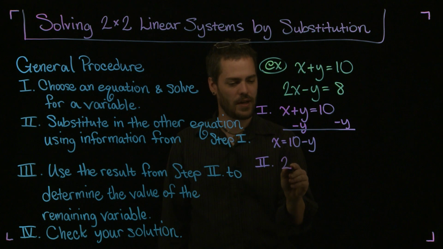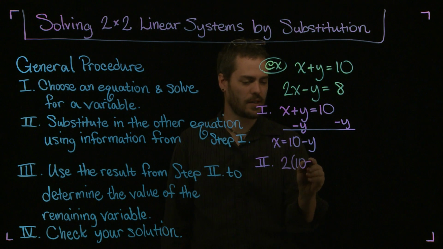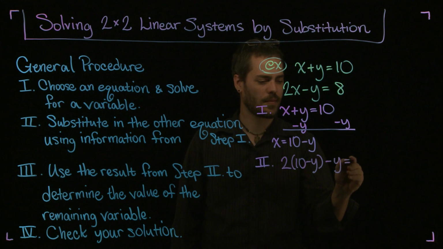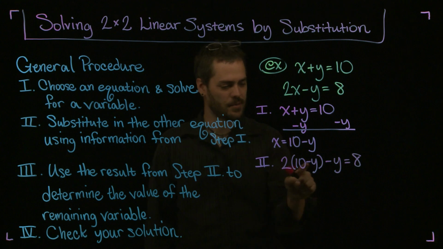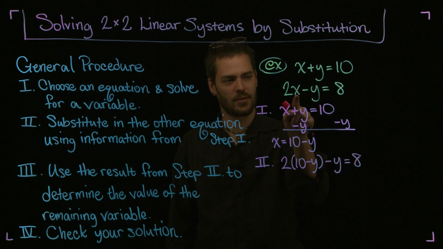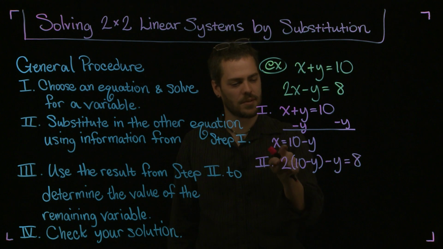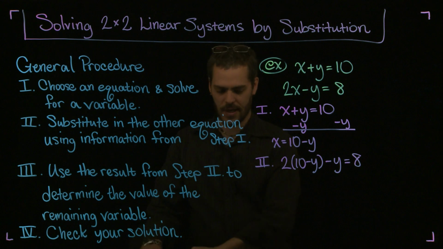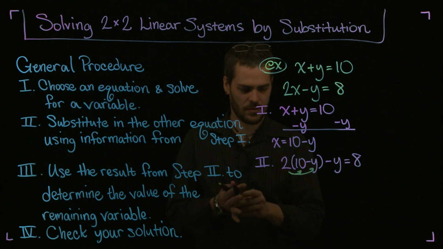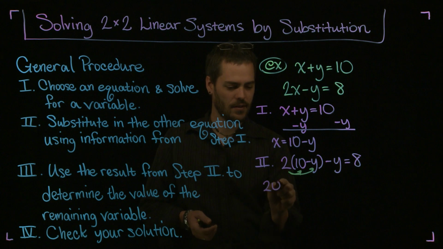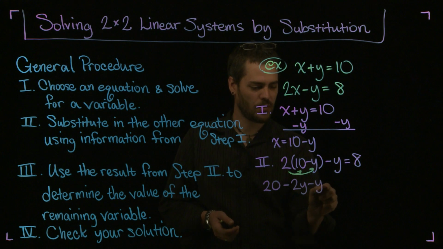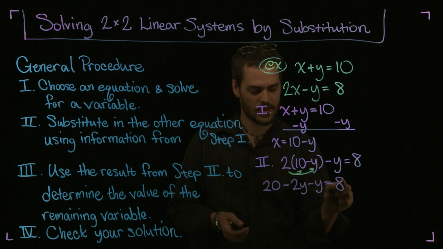So I'm going to say 2x, which is 10 minus y, minus y equals 8. And you can see the substitution step right here where the 10 minus y replaced x in that second equation. And that's okay because that's what it's equal to from the first step. So now I'm going to distribute, combine, and solve. Distribute, that gives me 20 minus 2y minus y is equal to 8.